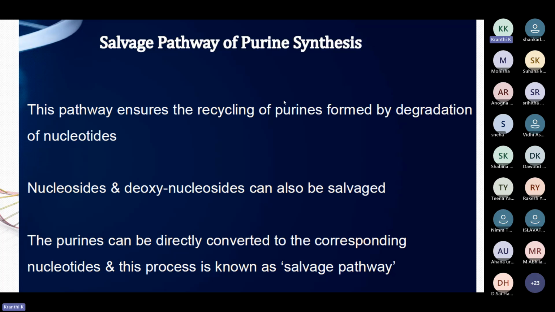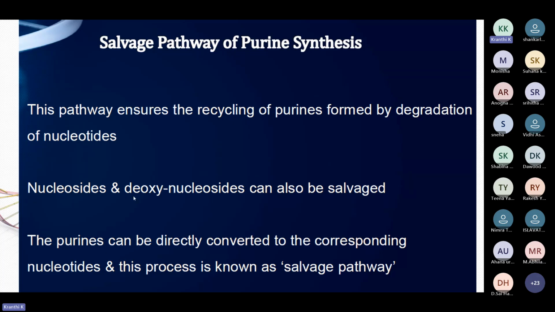So what is the salvage pathway? I have shown you with a diagram, right? This pathway ensures the recycling of purines found by degradation of the nucleotides. It's a recycling. We are not creating new purines here. You are utilizing the breakdown nucleotides from the nucleic acids.